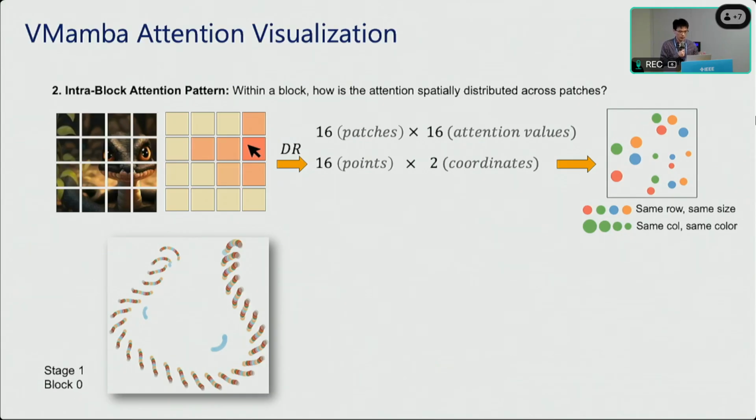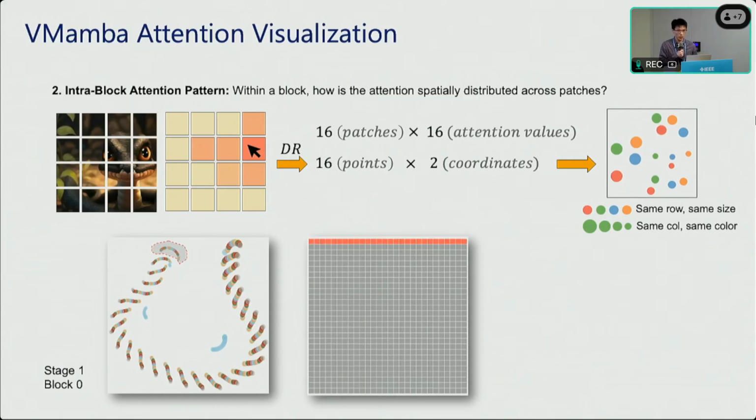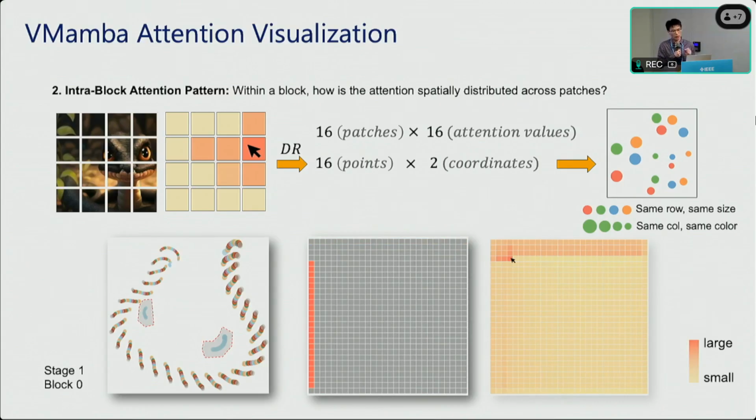Obviously, we can see a lot of small clusters. And if we highlight those clusters, you can see those are the patches from the same row or the same column. So basically, this is telling us patches from the same row or same column will share the similar attention pattern.